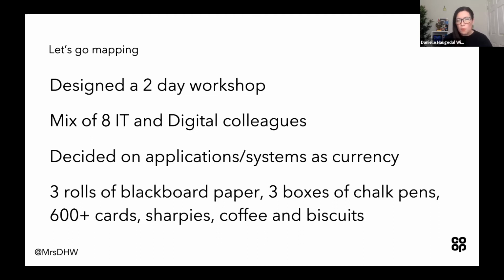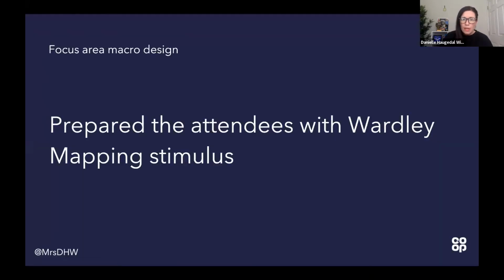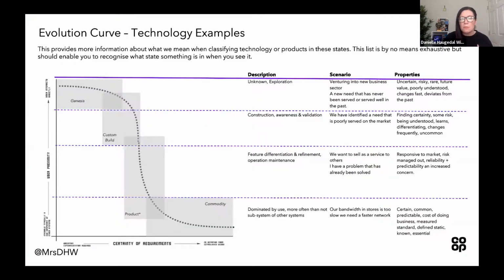We had 3 rolls of blackboard wall paper, chalk pens, about 600 pre-written cards, Sharpies, coffee and biscuits to make this happen. But we prepared the attendees with some Wardley mapping stimulus as well, so they could start to understand what was going to happen in the session and how it worked, and give them some examples. So this is an example of something that we shared.